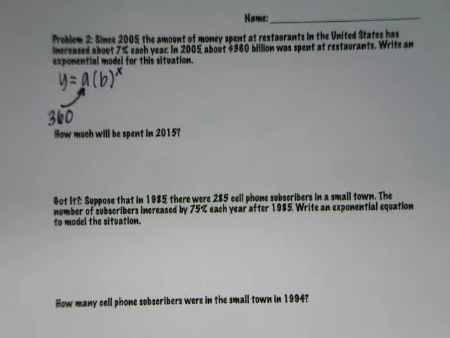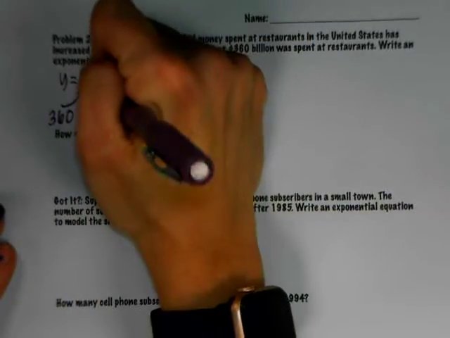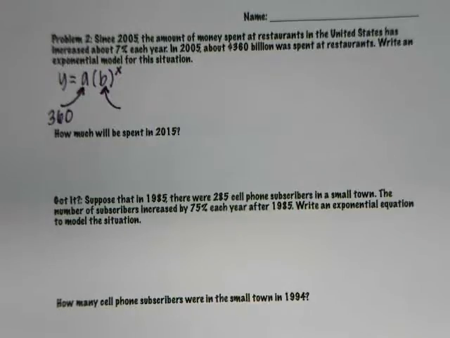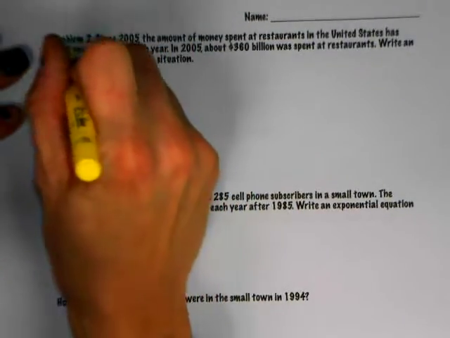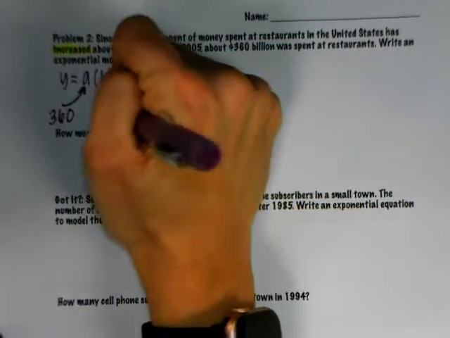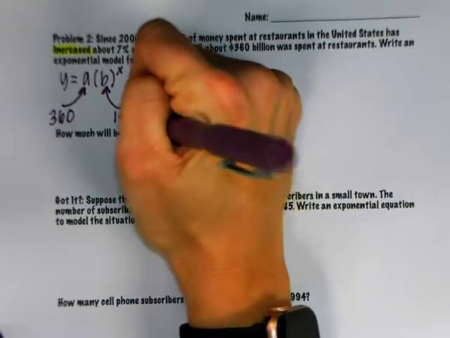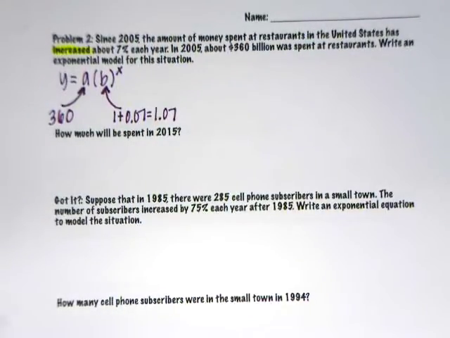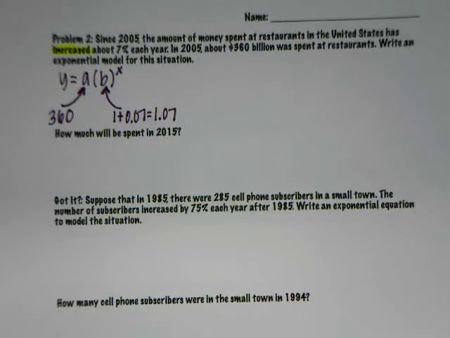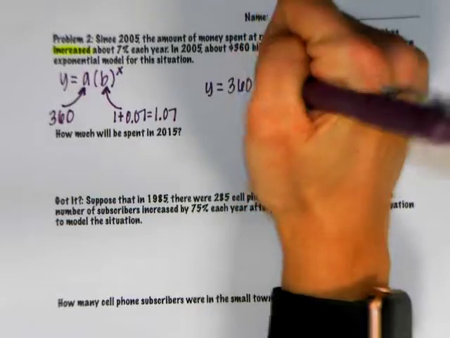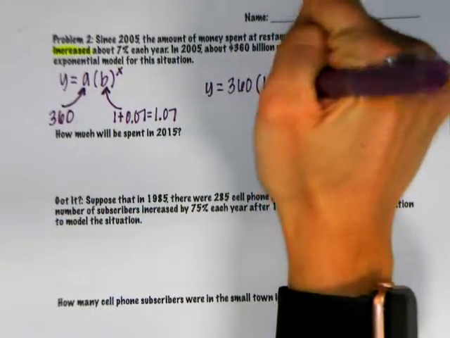And then B is going to be your growth or decay factor. And so to find that, first you need to figure out if you're increasing or decreasing. So what's this one? Increasing it. So you know it's growth. So you're going to do 1 plus the 7%, so 0.07 to get 1.07. So then your final formula is going to be Y equals 360 times 1.07 to the X power.